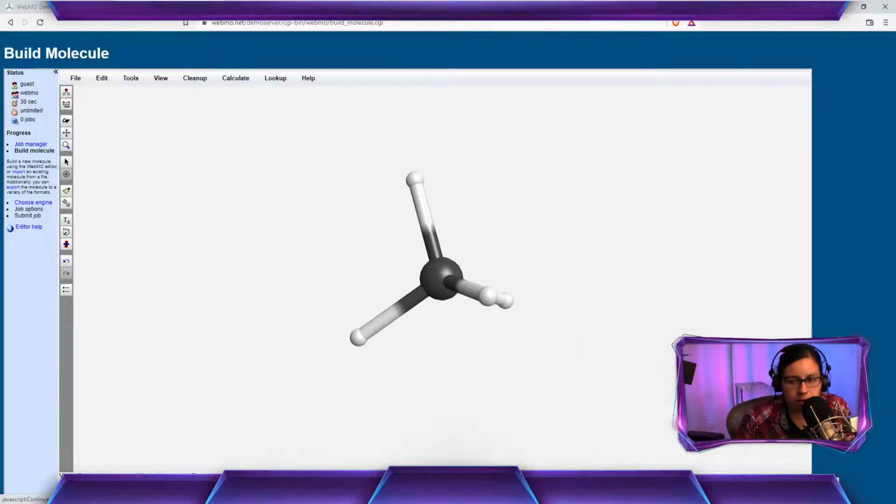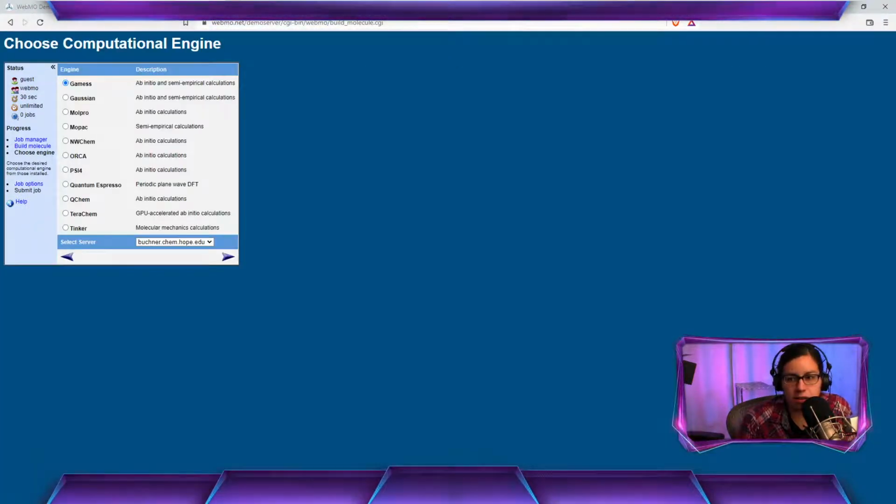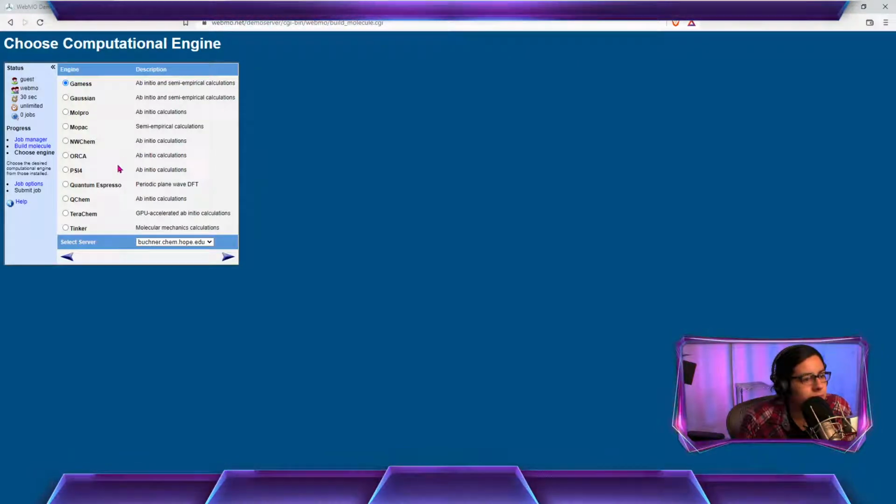Then click this little arrow at the bottom. I don't know if you can see that. My overlay is covering it, but it's down here at the bottom right. It says continue. Then we can click our engine to run these. You could run Gaussian or QChem. I'll hit Gaussian. I think the instructions say QChem, but they should both give you the same results.